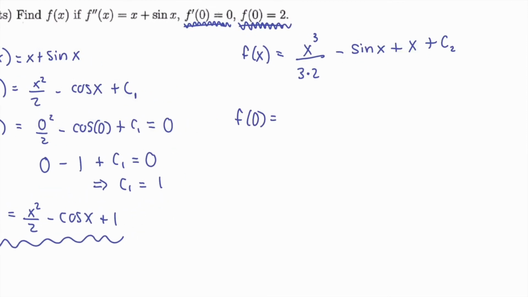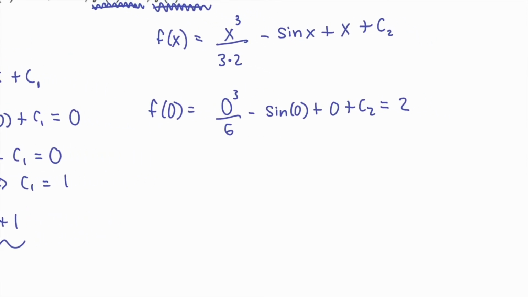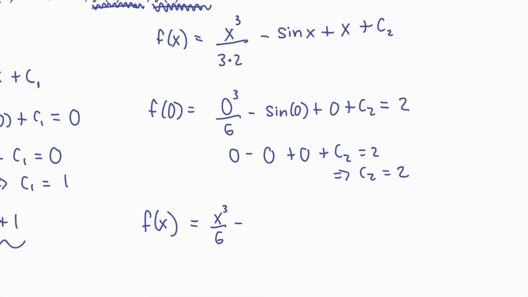So plugging in 0 for x here, and letting that all equal 2, we can now solve for c2. So all of these terms are 0 except for c2, so that tells us that our second constant is just equal to 2. So then our final function will just be x to the third over 6 minus sine x plus 2.